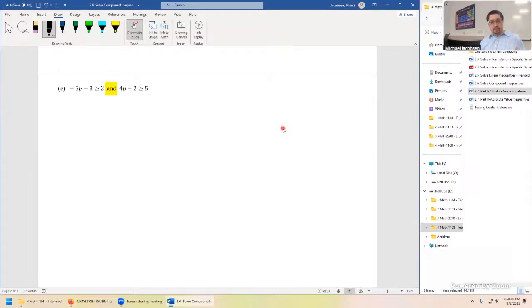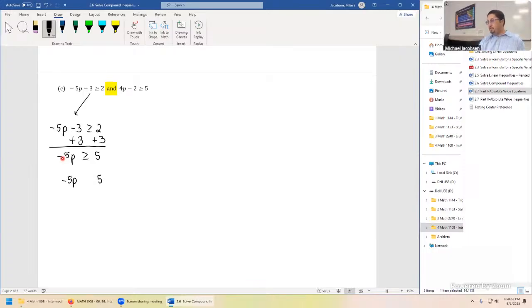Like before, really the first thing we do is we divide and conquer. Don't look at the entire thing, just look at one piece at a time. And by piece, we mean, let's just focus on that inequality here, following the arrow. Negative 5p minus 3 greater than or equal to 2. We start this one off by adding 3 to both sides. So now negative 5p is greater than or equal to 5. Another warning, we need to divide by negative 5, so we'll change the direction.